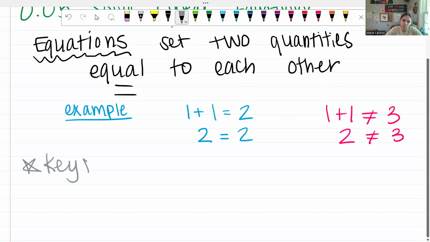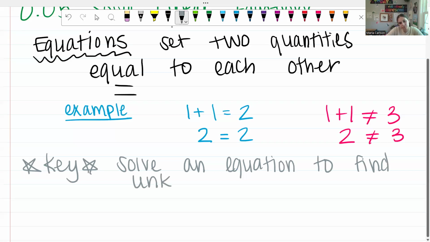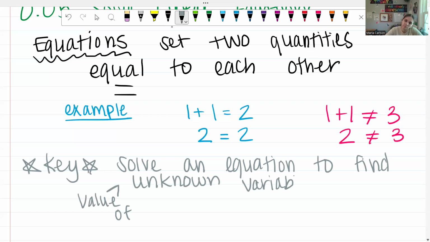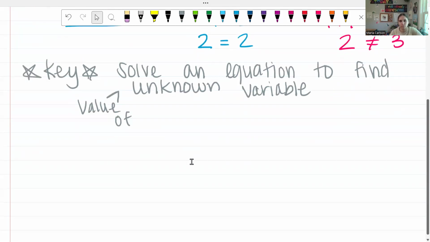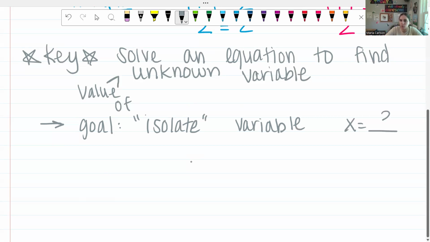A key part of this: you solve an equation to find unknown variables. And specifically, we want to find the value of unknown variables. So your goal here is really to isolate the variable, which means get the variable all by itself. And I want to know x is equal to what?